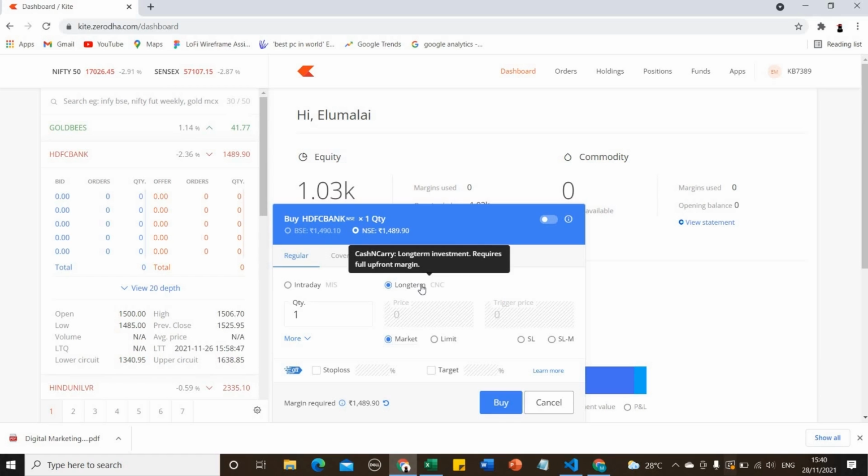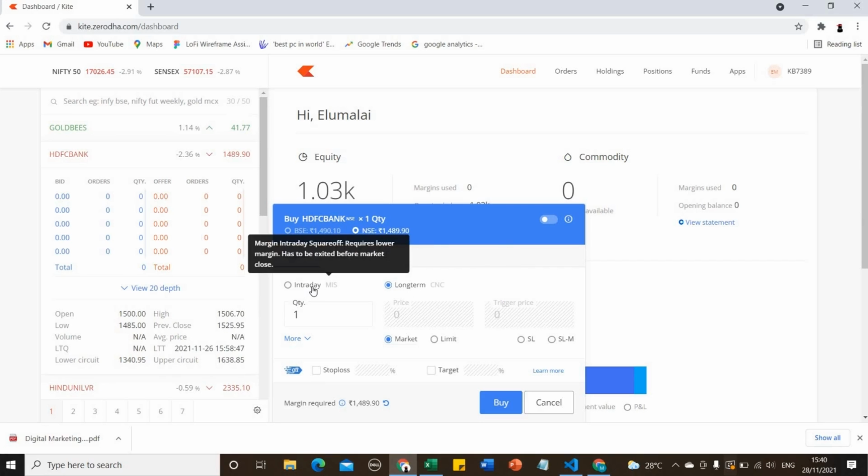And long term is nothing but if you want to carry your shares for a long period of time, you can use the long term. I most probably prefer long term, and intraday is also a good one, but you should be a better predictor and be more careful when trading intraday. Some professionals may handle intraday in a good way and get more cash and more profit using intraday. But I most probably prefer to go for long term and buy the stock using long term.